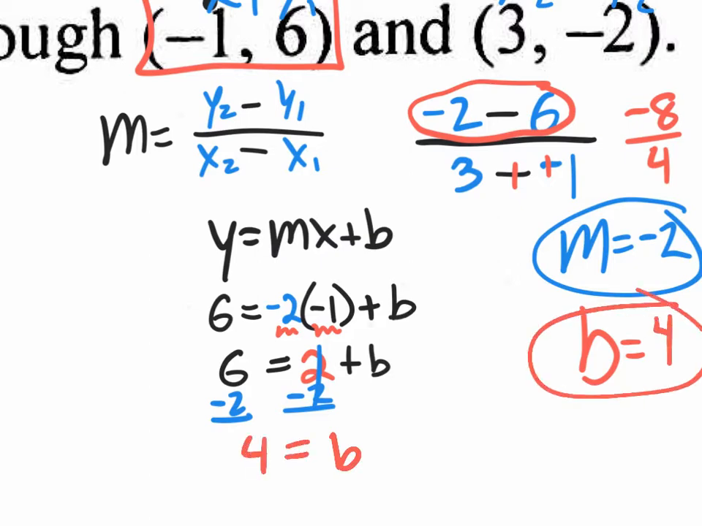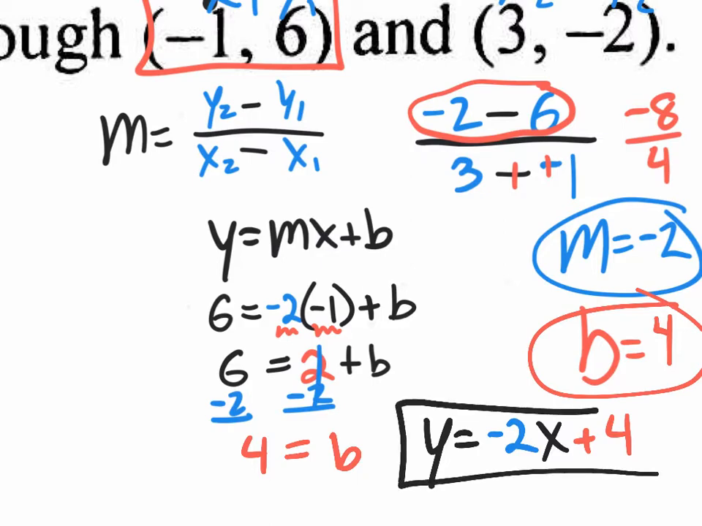And now that I know my m, which is negative 2, I could say y equals mx, negative 2x plus b, and we know that b is a positive 4. So there's my slope-intercept form equation.